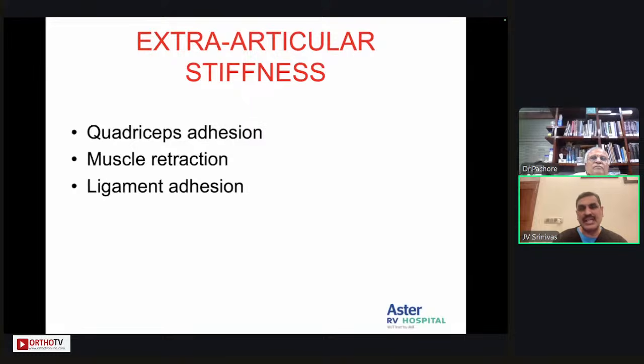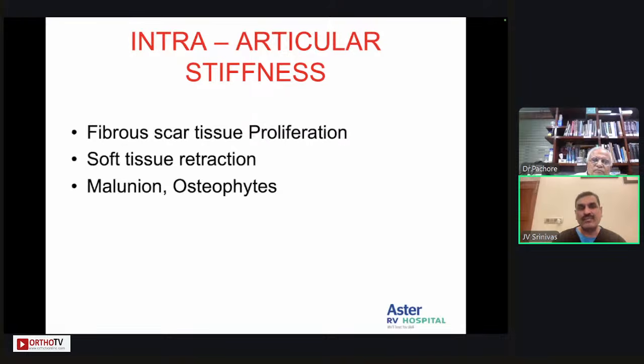So basically in extra-articular stiffness, we do have quadriceps adhesion, quadriceps contraction or muscle retraction. It is very, very important to assess whether the stiff knee is because of the contracted quadriceps muscle or because of intra-articular pathology, and rarely a ligament adhesion.